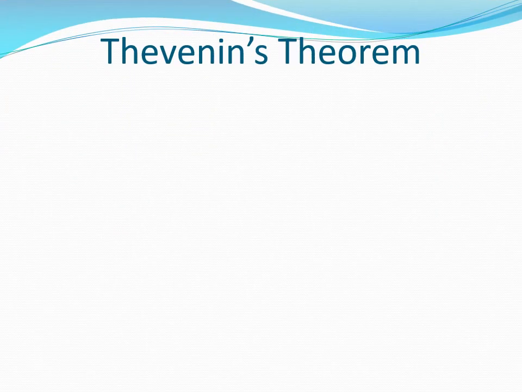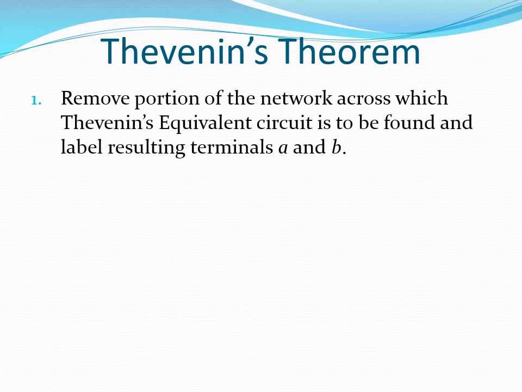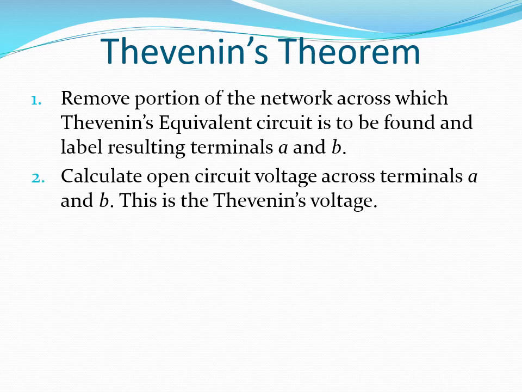The steps that are followed when applying Thevenin's theorem to an AC network are: 1. Remove the portion of the network across which the Thevenin's equivalent circuit is to be found and label the resulting terminals A and B. 2. Calculate the open circuit voltage across the terminals A and B. This is the Thevenin's equivalent voltage.